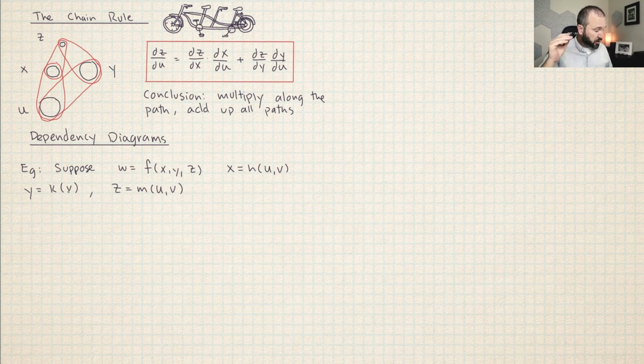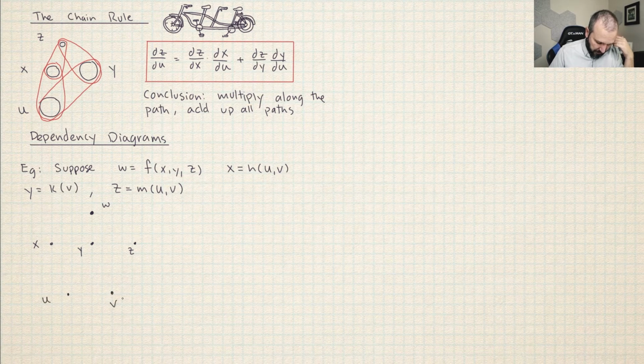So I'm just going to start by making a tower of variables. At the top, I'm going to put w because it depends on the things below it. And then w depends on x and y and z. So that's the next level. So w up here, x, y, and z. And then there's just two variables down below, u and v.